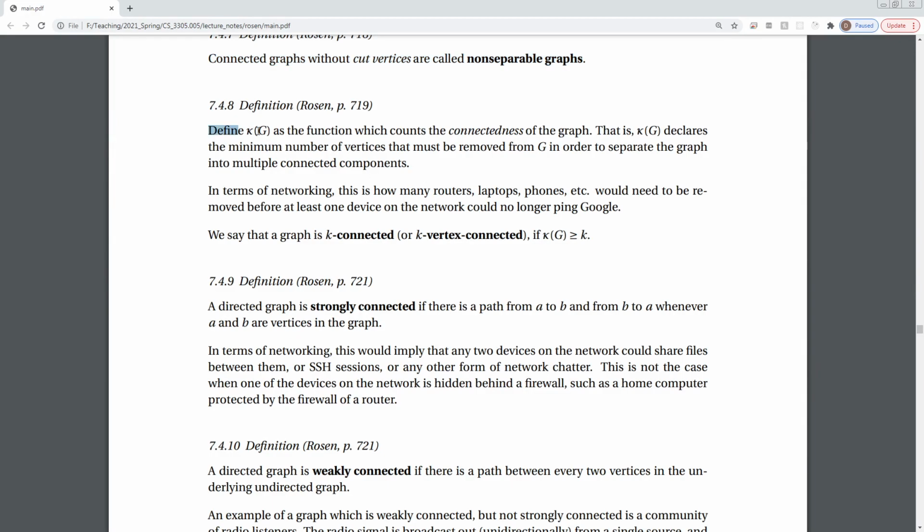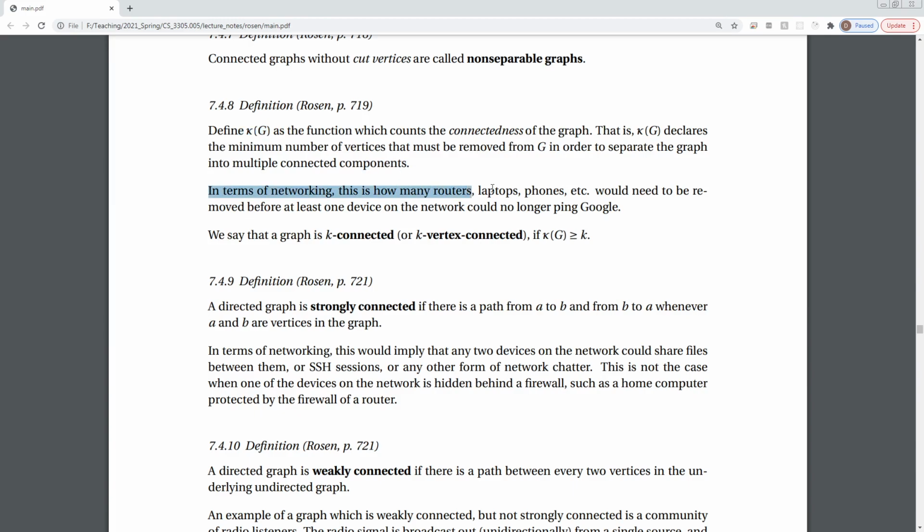Okay, so next definition. Define kappa of G as the function which counts the connectedness of the graph. That is, kappa of G declares the minimum number of vertices that must be removed from G in order to separate the graph into multiple connected components. So this is your measure of redundancy. If this is 1, then there's a single ideal sabotage point. If it's 2, then you have to have 2 components go down before it breaks down. If it's 10, then you have to have 10 components go down before you experience the disconnected state.